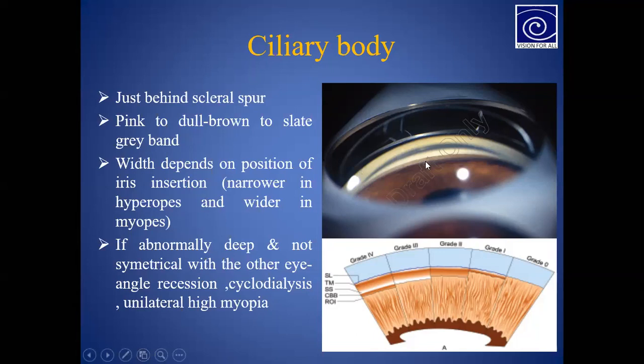So can anyone tell how we will see in this image, what structures we will see in this image, this upper one? So this is your... what layer is this?